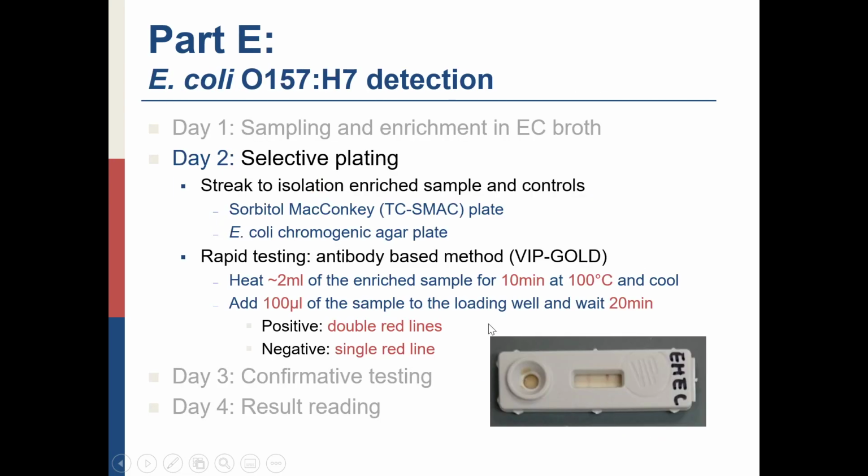Okay, so E. coli O157:H7 detection. We have this antibody test. Basically, you put your sample right here, and then you wait some time, about 20 minutes. If there are two red lines, then it's positive, and if it's a single red line, then it's negative. Okay, so you have your control and then your actual positive identification. You need to have both of them be red to have a positive result.